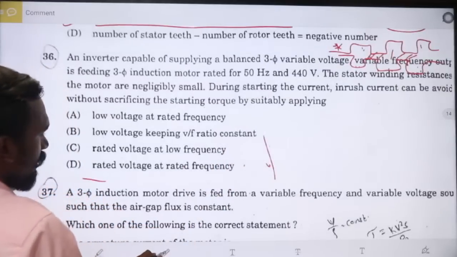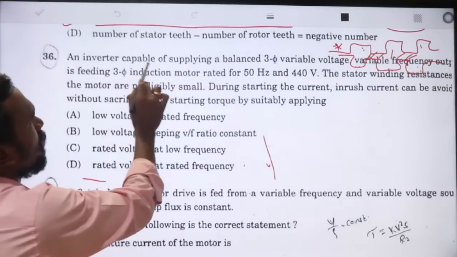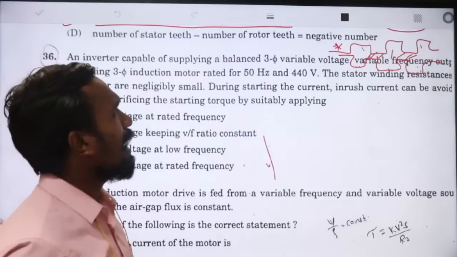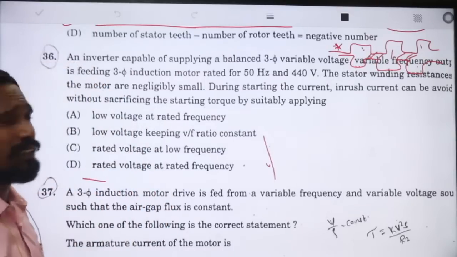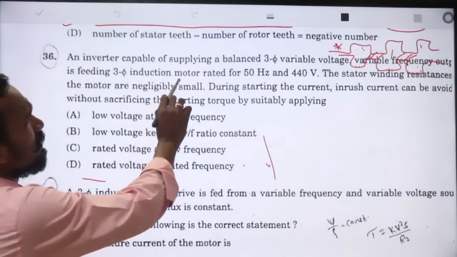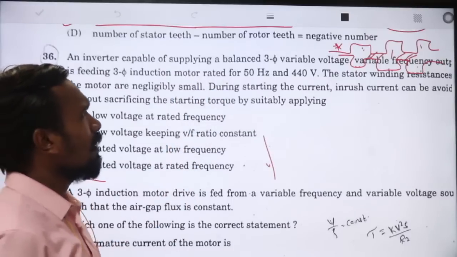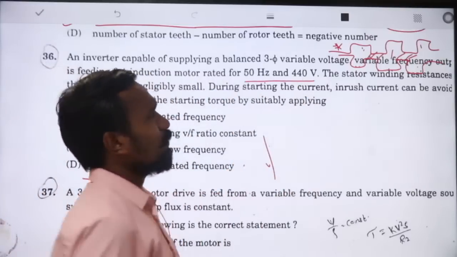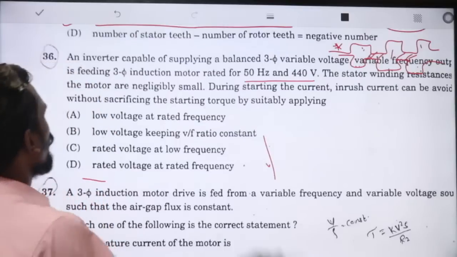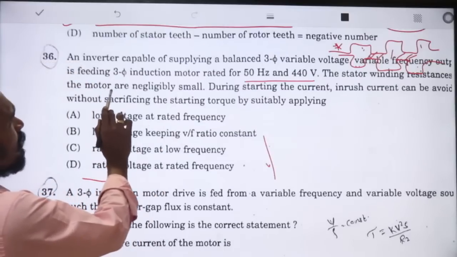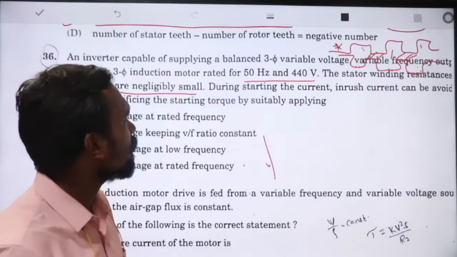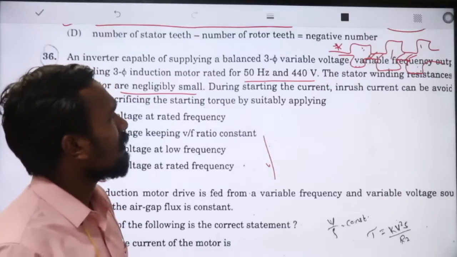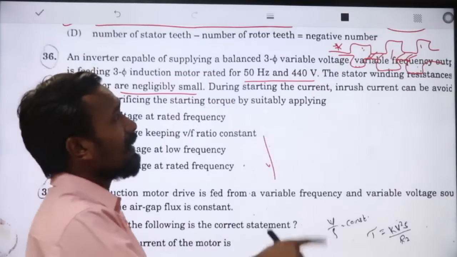Yes, what they asked here. An inverter capable of supplying a balanced three-phase variable voltage, variable frequency output is feeding a three-phase induction motor rated for 50 Hz and 440 volts. The stator winding resistance of the motor is negligibly small. They neglected the resistance. During the starting, the inrush current can be avoided.